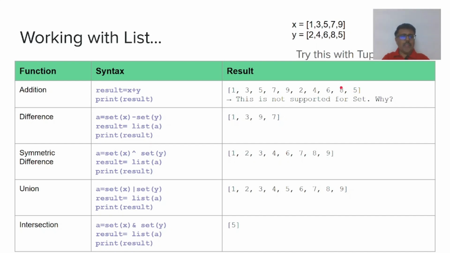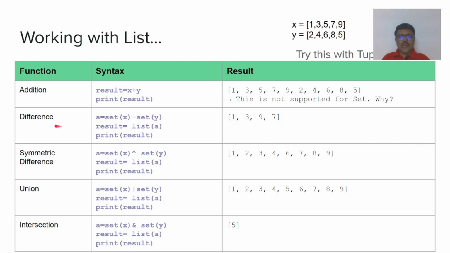This addition is not supported for sets. Now I'm asking you a question: why is it not supported? I don't want to give the answer. I want you to either make use of ChatGPT or try to find out why it is not resulting. The basic concept is already explained, so if you understand the concept, you'll be able to do it. Of course, if you have any doubt, you can reach out to me.